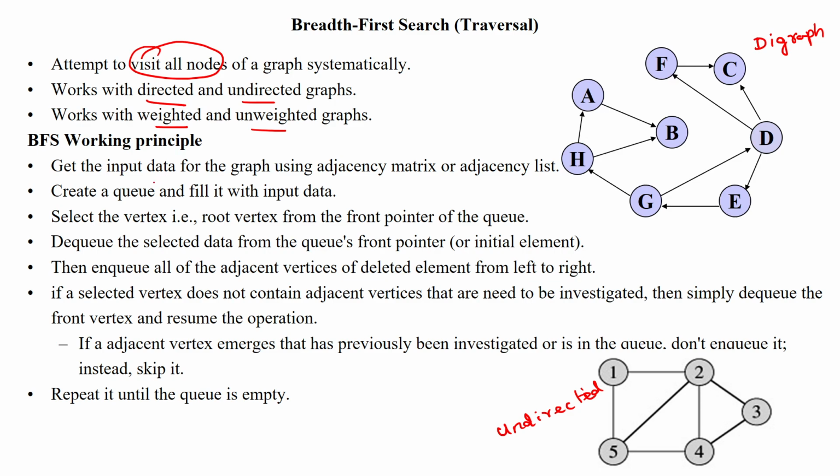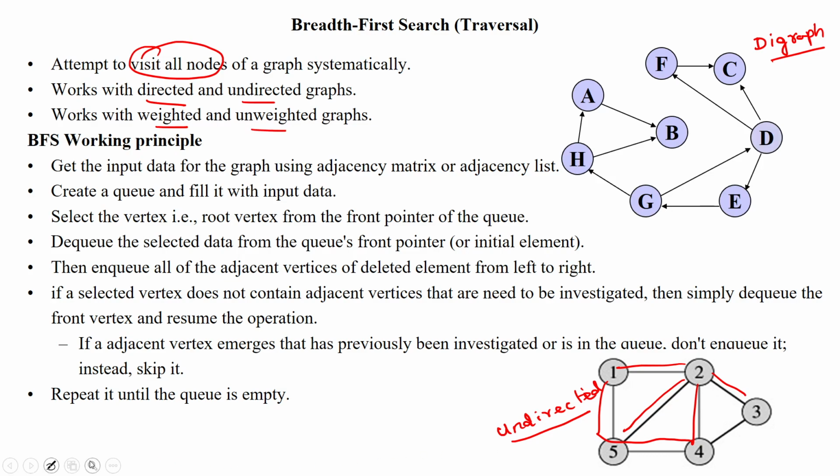So how it will work? Before starting the breadth first search, we should check either the given graph is undirected graph or directed graph, right? Weighted graph or unweighted graph. So if it is undirected graph, you can select any vertex as a source, and from that source you can visit all the vertices available in the given graph through any other vertex.